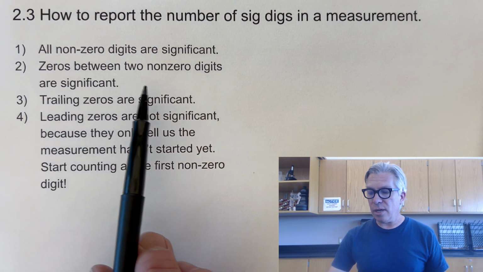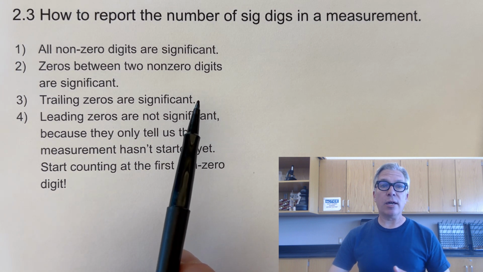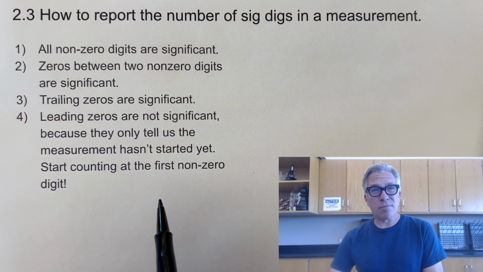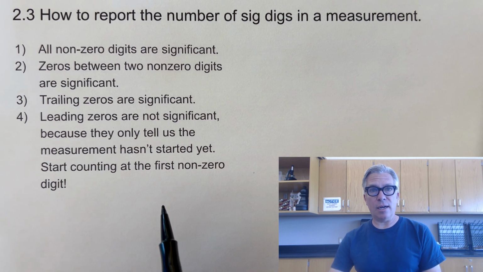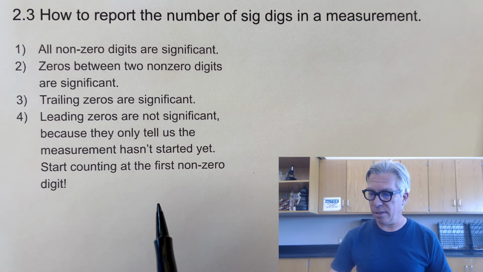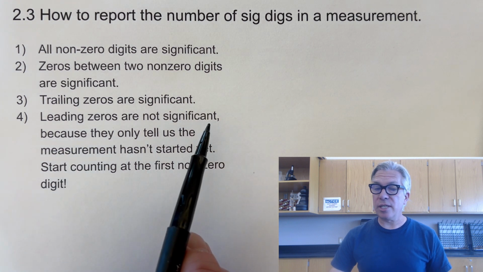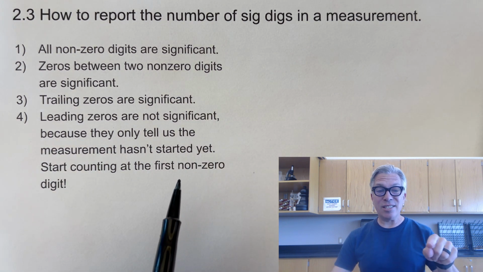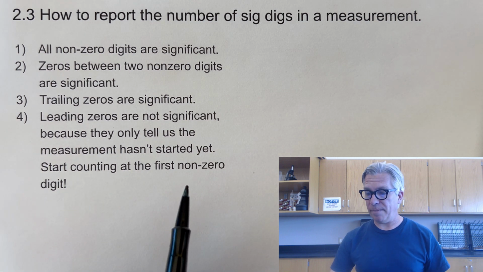Zeros between two non-zero digits are also significant. So if you had a measurement like 2.04 centimeters, that 0 is pretty important because it tells you that it's not up to the 1 yet and it's still down at the 0. Trailing zeros are significant, like in my 9.10 measurement a minute ago. That 0 is important because it shows that you measured it.